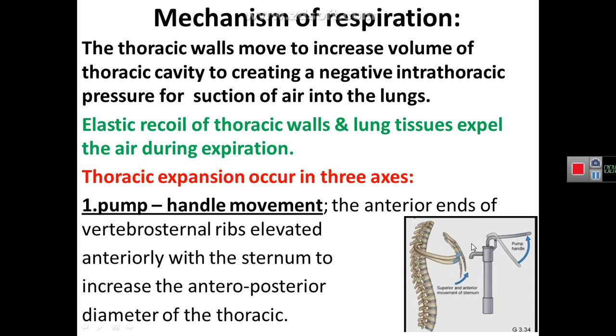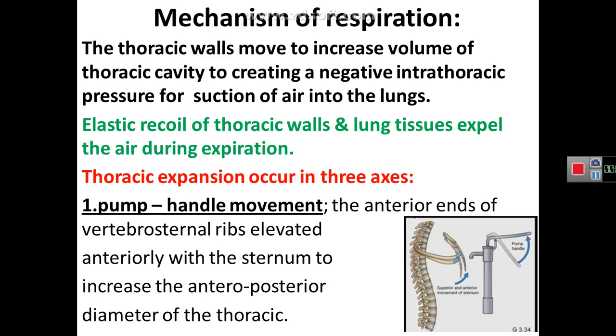The vertebrosternal ribs, mostly when they are elevated, the anterior end of these ribs, including the sternum, will also be elevated. Such an elevation of the anterior end of the vertebrosternal ribs would lead to an increase in anterior-posterior diameter, in a manner similar to elevation of the handle of a pump, and that's why there will be an increase in the anterior-posterior diameter of the thoracic wall.